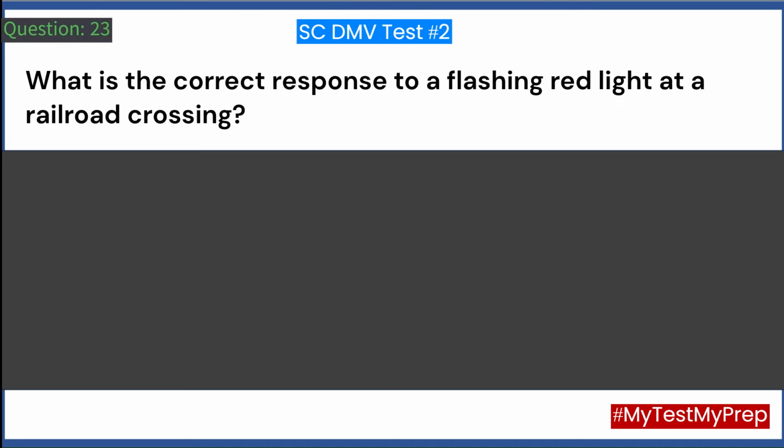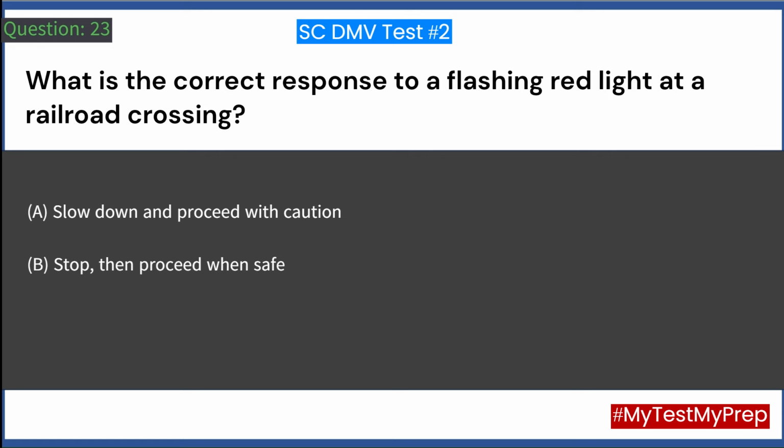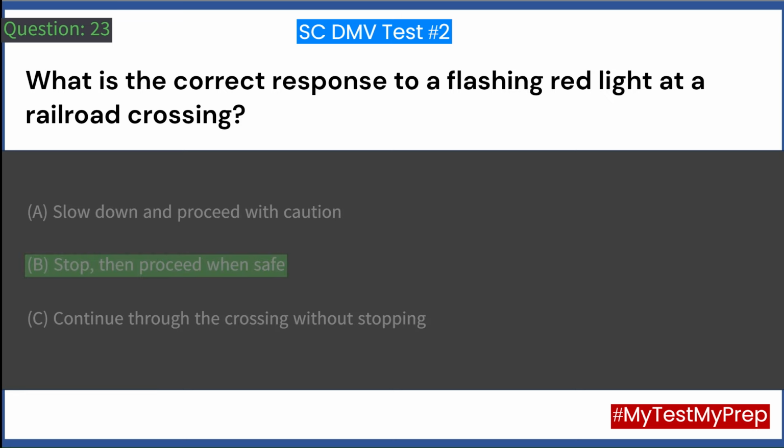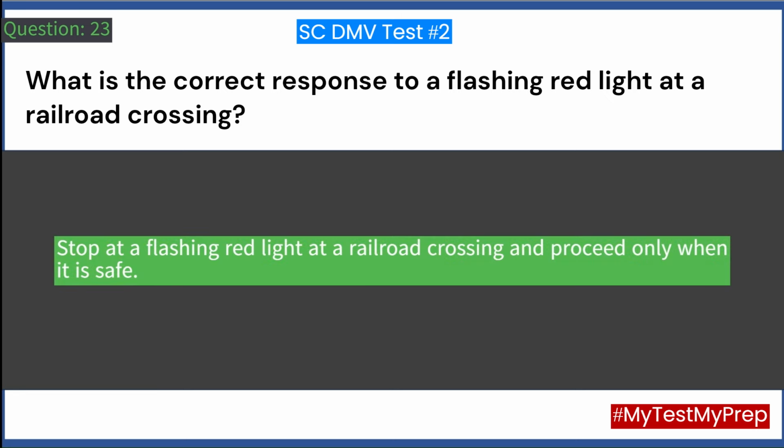What is the correct response to a flashing red light at a railroad crossing? A. Slow down and proceed with caution. B. Stop, then proceed when safe. C. Continue through the crossing without stopping. Answer, B. Stop at a flashing red light at a railroad crossing and proceed only when it is safe.